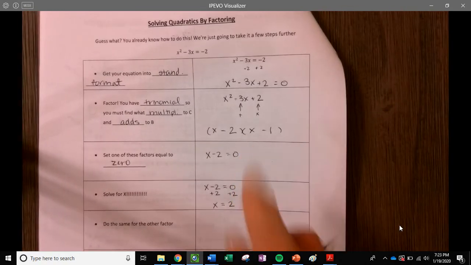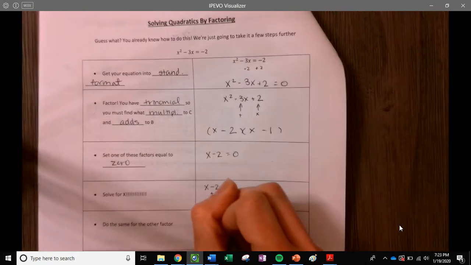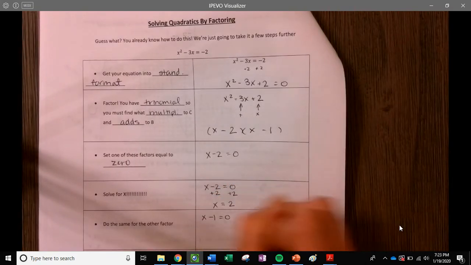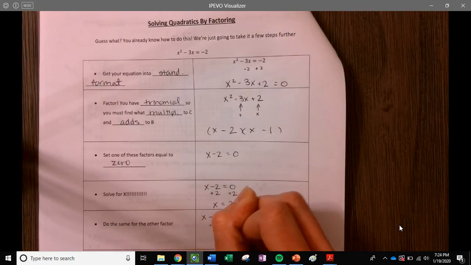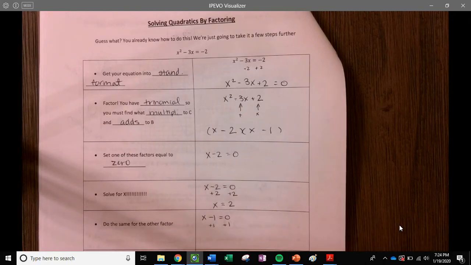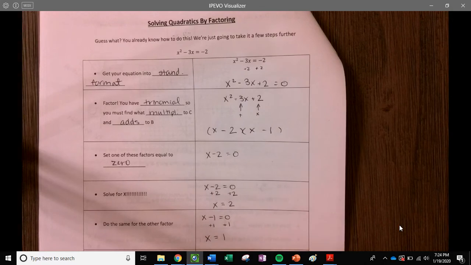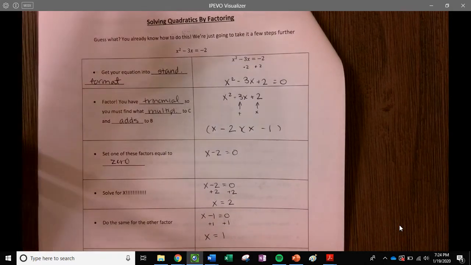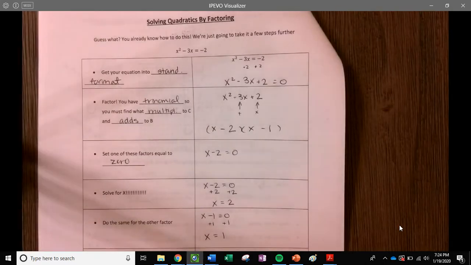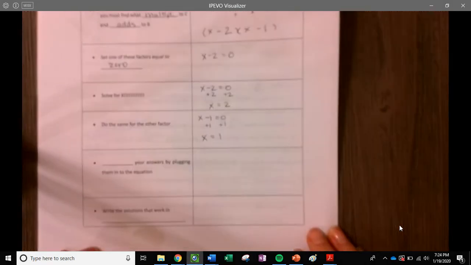Now I'm going to do the same thing for the other factor. I have x minus 1 equals 0. Well, I'm going to move the 1 to the other side to get x by itself, and I get x equals 1. Seems easy enough, right? Don't forget about our last steps.